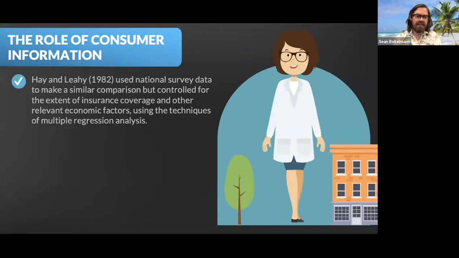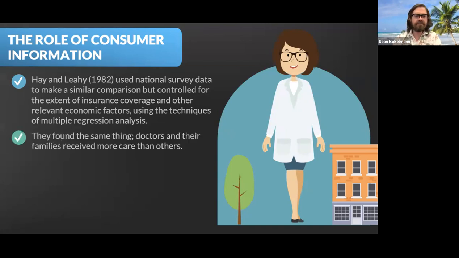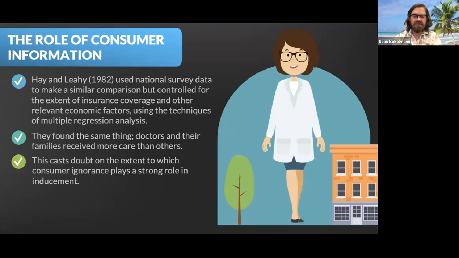So Hay and Leahy, I think that's how you say that, did a similar comparison, but controlled for insurance coverage and other relevant economic factors like income, using multiple regression. And even though their methods were better, they ultimately found the same thing. Doctors and their families received more care than others. So even though that last one was flawed, it actually came up with the same conclusion. So this is kind of casting some doubt on the extent to which consumer ignorance plays a role in inducement.